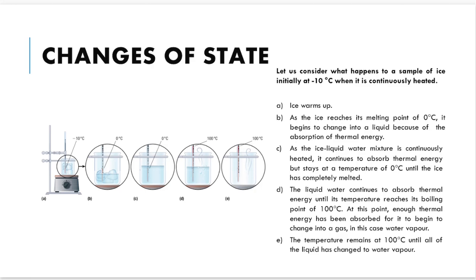In the fourth, the liquid water continues to absorb thermal energy until its temperature reaches its boiling point of 100 degrees Celsius. At this point, enough thermal energy has been absorbed for it to begin to change into a gas, and in this case, it's water vapor. And the last, the temperature remains at 100 degrees Celsius until all of the liquid has changed to water vapor.